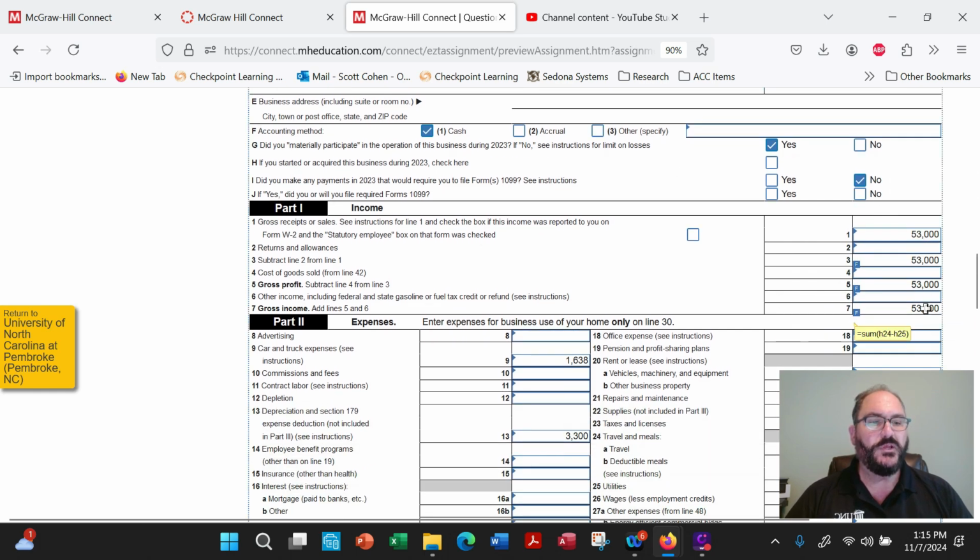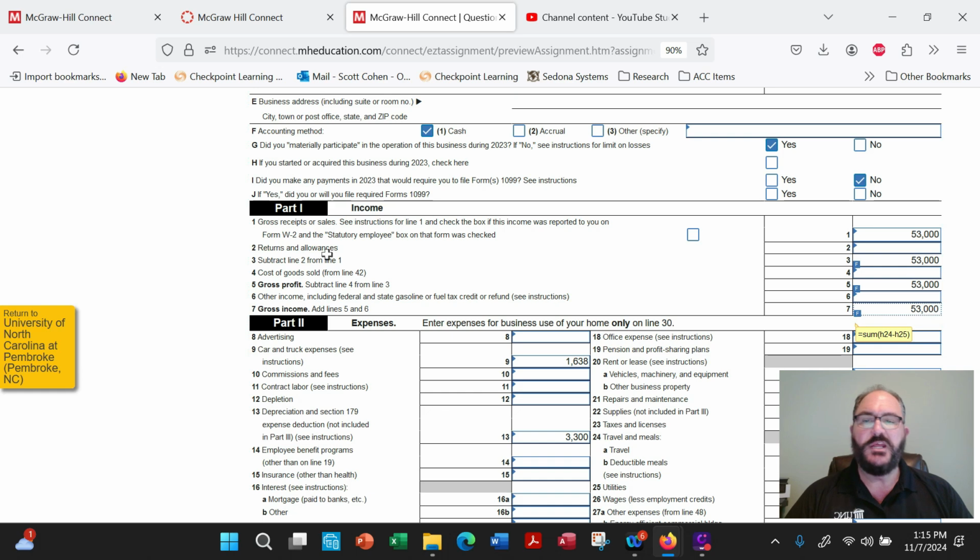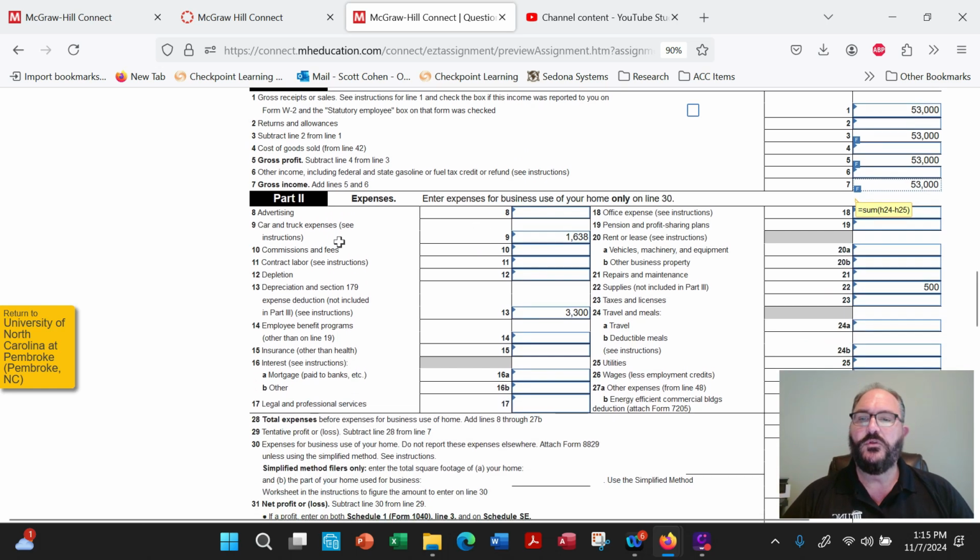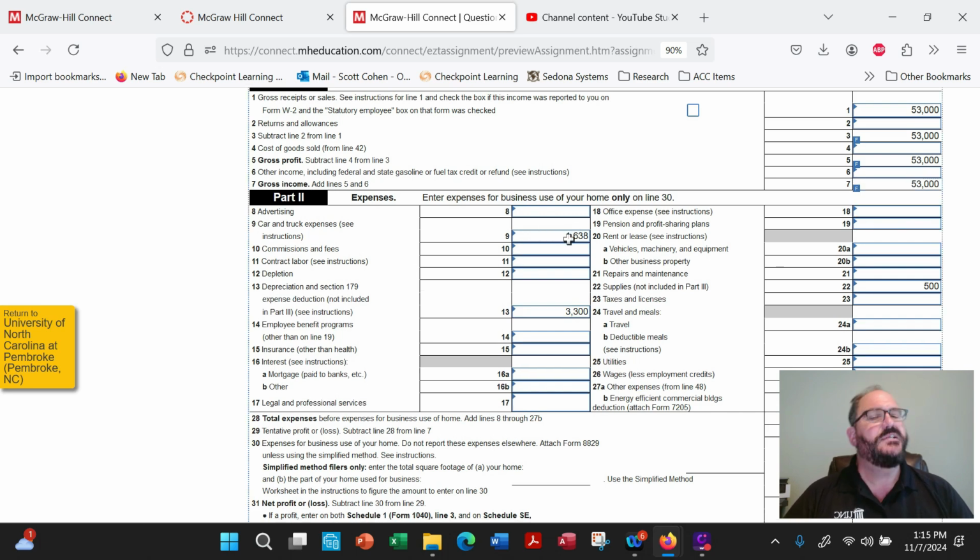So here's her revenue. There's that 53. That's her revenue. She didn't have any returns and allowances. She didn't have any cost of goods sold because it's a consulting business, right? So there's no product per se. It's her work. Now, if you take a look, remember she had 2,500 miles? Well, if you take 2,500 miles, and I think it's times 65.5 cents, you will get $1,638. That's where this came from.